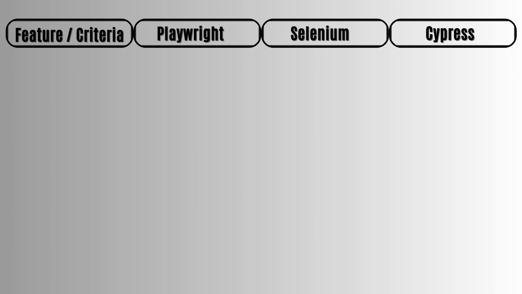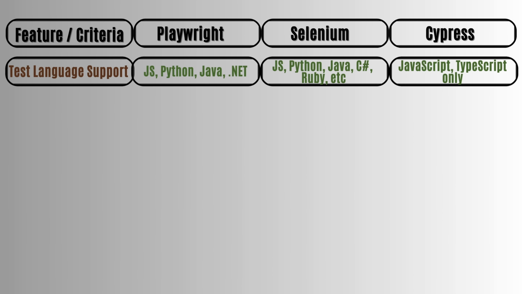Now we are going to see the comparison between three automation tools, which are Playwright, Selenium, and Cypress. The first feature is test language support. In Playwright, you can write your test script using JavaScript, Python, Java, and .NET. In Selenium, you can use JavaScript, Python, Java, C#, Ruby, and other languages. While Cypress supports only JavaScript and TypeScript.